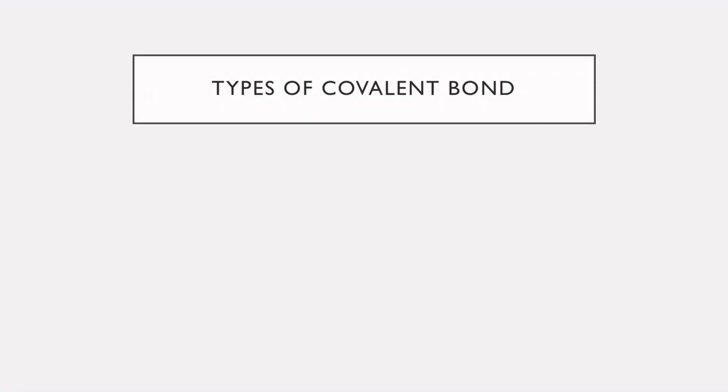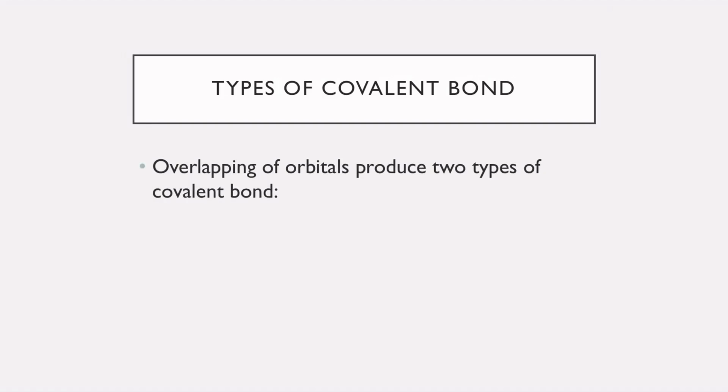Now we're going to see the types of covalent bond that we can have. There are two. The first one is the sigma bond, denoted by this symbol, sigma. And second, you have the pi bond, denoted with the pi symbol.